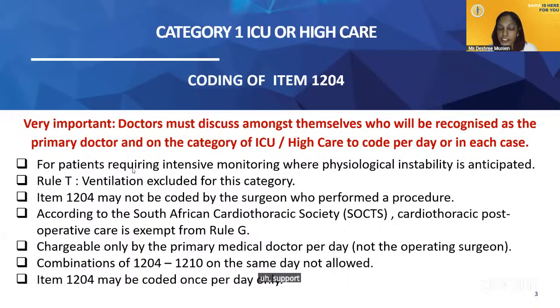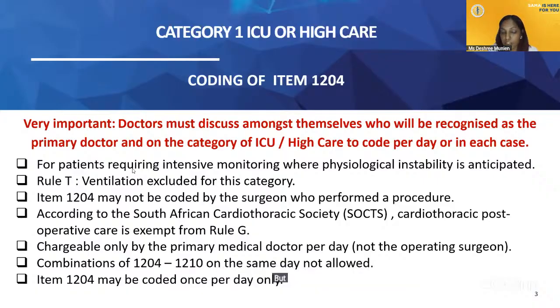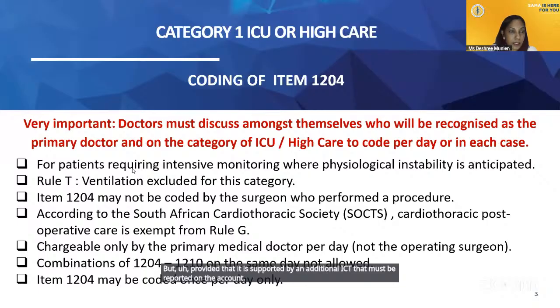The complication or the exacerbation of an underlying comorbidity that requires care other than normal aftercare, provided that it is supported by an additional ICD that must be reported on the account. Cardiothoracic post-operative care is exempt from Rule G.